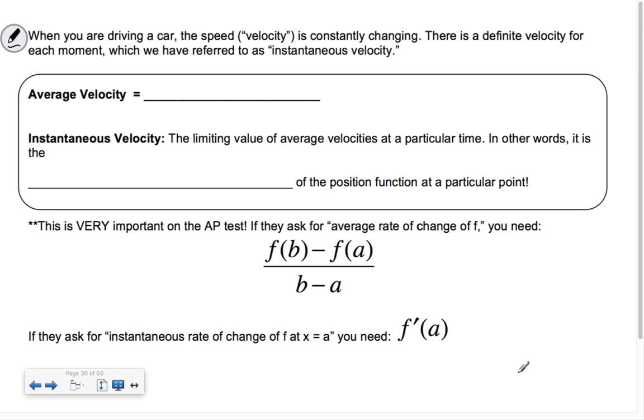Okay, next up. It says when you're driving a car, the speed or velocity is constantly changing. There's a definite velocity for each moment, which we refer to as the instantaneous velocity. So let's say that you go 150 miles, and it takes you 3 hours to get somewhere. What's your average velocity? 50 miles per hour, right? Does that make sense? Do you launch yourself out of your garage at 50 miles per hour and stay at 50 miles per hour until you get to your location?